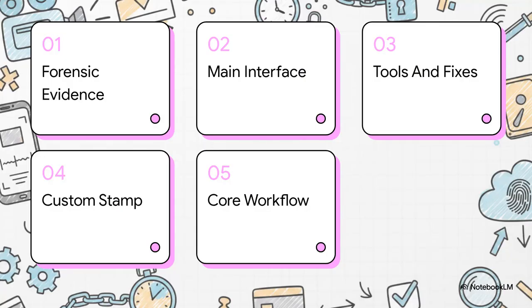All right, here is our roadmap for today. 1. The need for forensic evidence. 2. Navigating the main interface. 3. Essential tools and fixes. 4. Customizing your video stamp. And finally, 5. The core processing workflow.